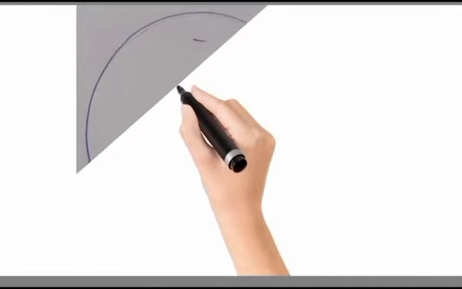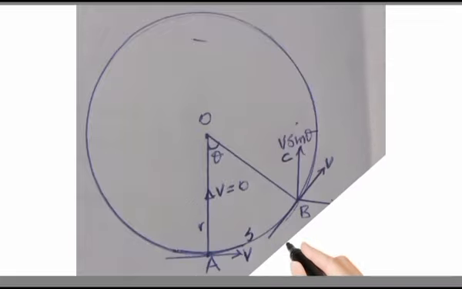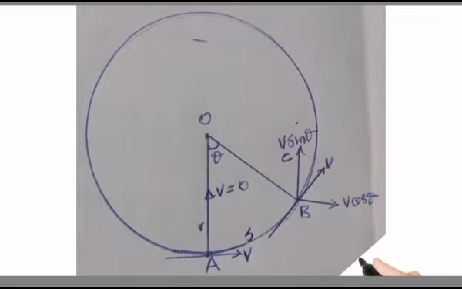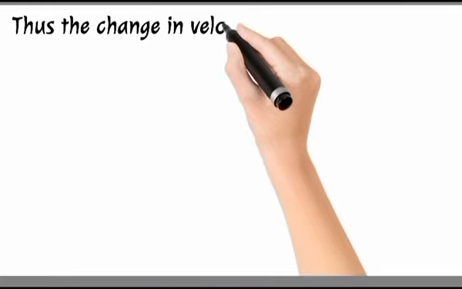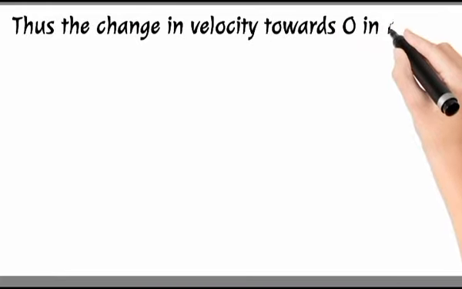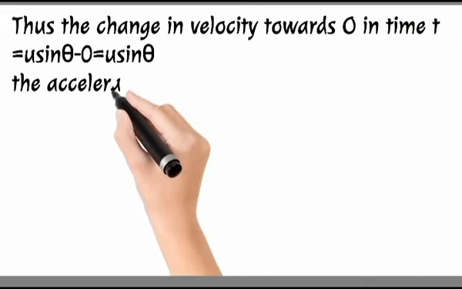Consider the diagram again. Initially, the velocity component in the AO direction is 0. After t seconds, the velocity component in the BC direction is u sin theta. Since theta is very small, the direction BC is close to AO. Thus, the change in velocity towards the center of the circle, which is the initial velocity minus the final velocity, is given by u sin theta minus theta equals u sin theta.